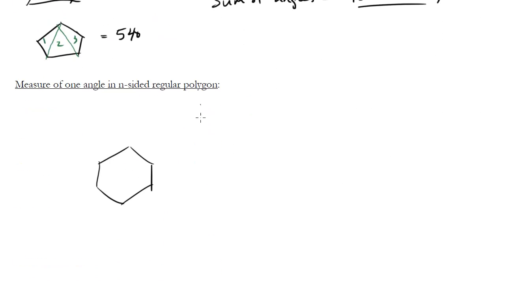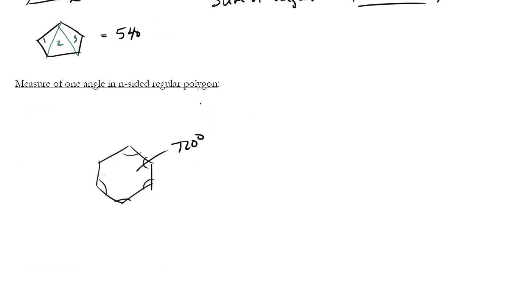One last thing, which really doesn't come up much, but it is within the realm of possibility for them to ask about, is the measure of one angle in an n-sided regular polygon. So if I have, say, a hexagon, and I already figured out that it has 720 degrees total in these angles. If this is a regular polygon, all these angles are the same. So how do I find the measure of just one of them? Well, I've got 6 angles, 6 sides, 6 angles. So I just divide my 720 by 6, and I get 120 degrees.